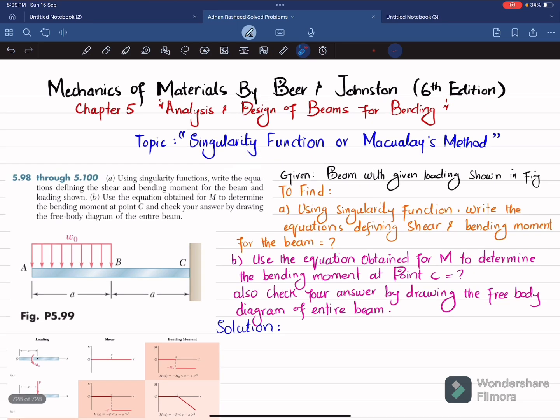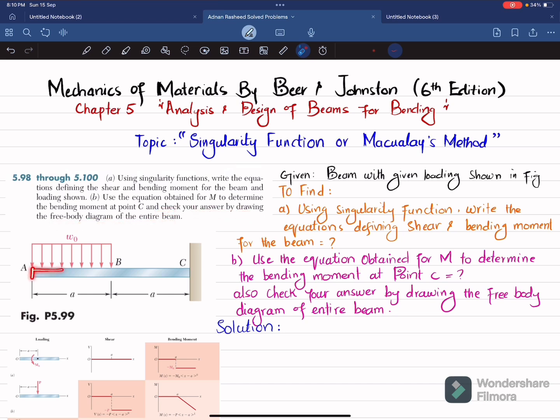So the statement of the problem is: using singularity function, write the equation defining the shear and bending moment for the beam and loading shown, and in part B use the equation obtained for moment to determine the bending moment at point C, and check your answer by drawing the free body diagram of the entire beam.